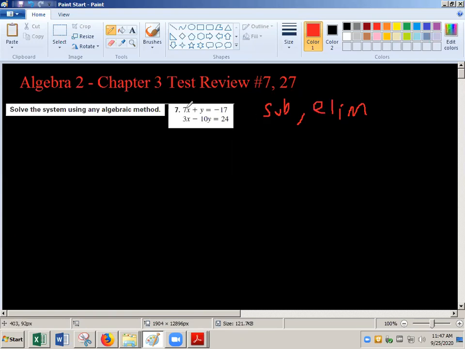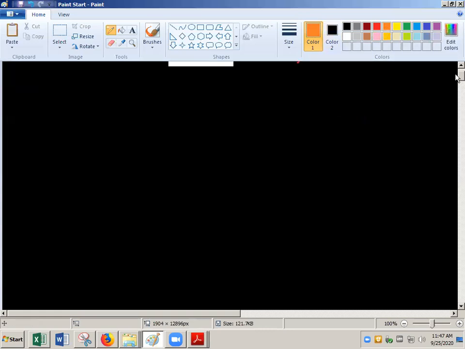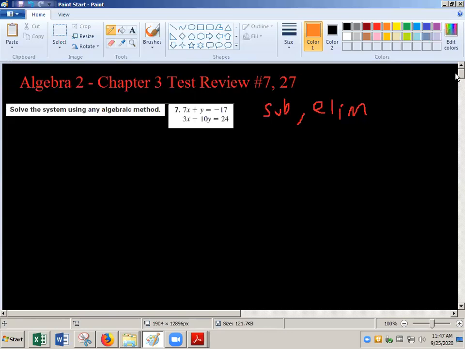If I want to do elimination, I could use the 7 and the 3 and try to get a common multiple between the two, which would be 21. Or I could use the 1 and the negative 10. Personally, I see this and say, okay, multiply the top equation by 10, and I'm good to go. So again, we can do one or the other. It doesn't really matter. I'll show you both here just so we can have a total explanation for both methods. So we'll do substitution in orange here.